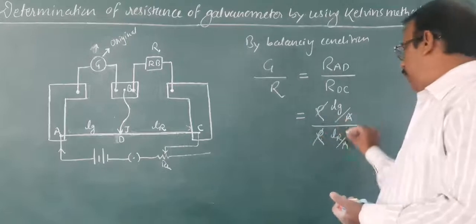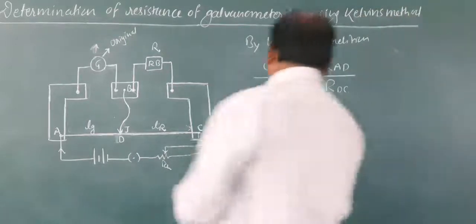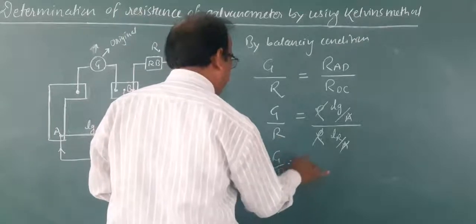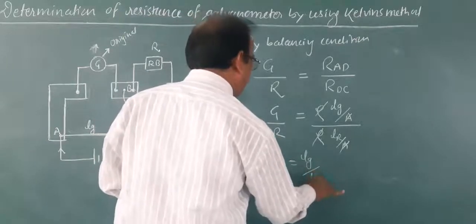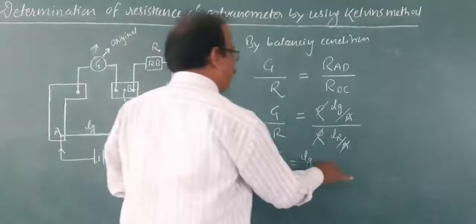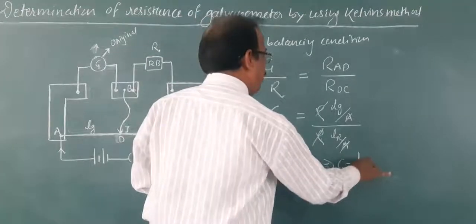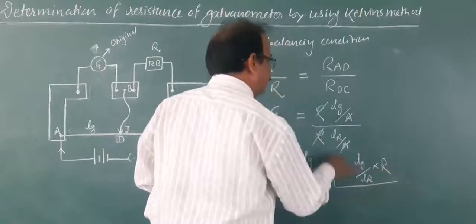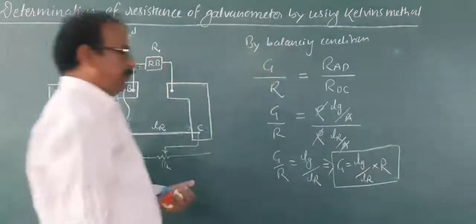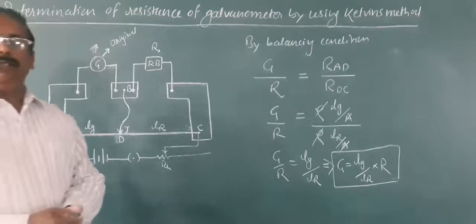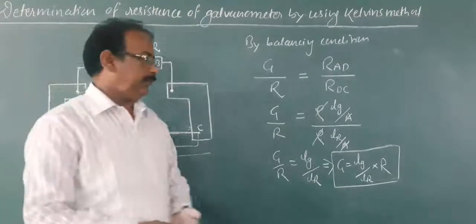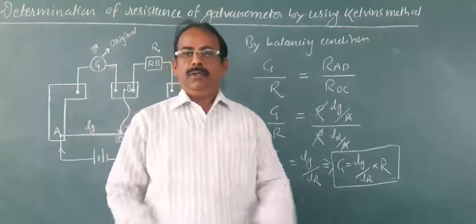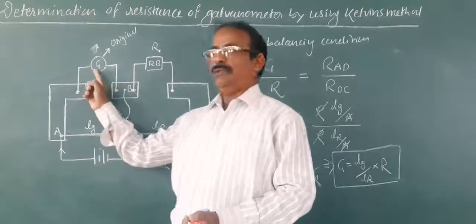Cancel this rho, A. We get here G upon R equal to LG upon LR. From this we get G is equal to LG upon LR into R. Using this formula, we can determine the resistance of this galvanometer.